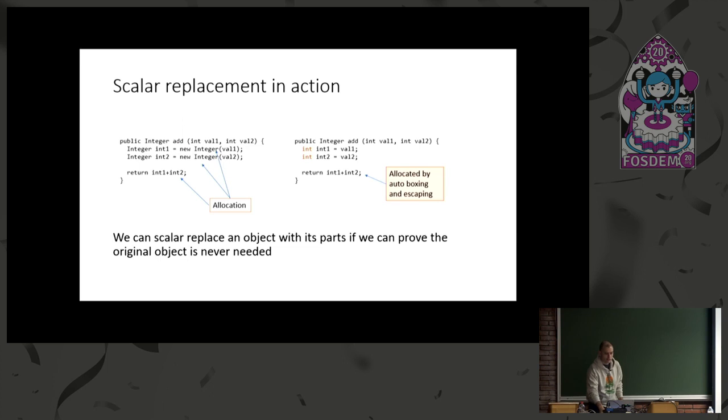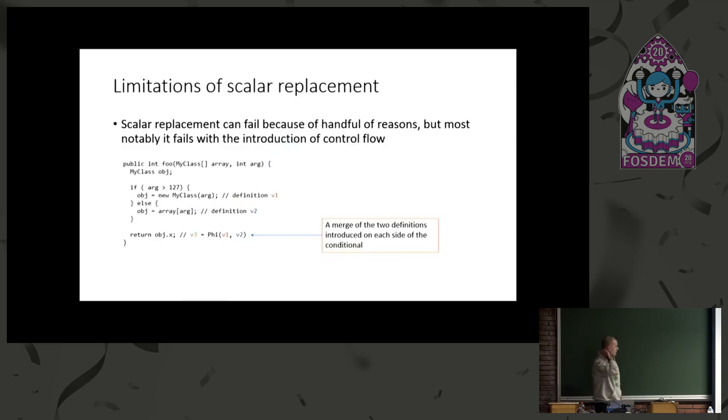Now, let's see some of the limitations of scalar replacement. When we looked at the code, there are a number of reasons why scalar replacement can fail. But when we did the analysis and ran a bunch of benchmarks and workloads to see the main cause of scalar replacement failing in HotSpot C2, it is the introduction of control flow.